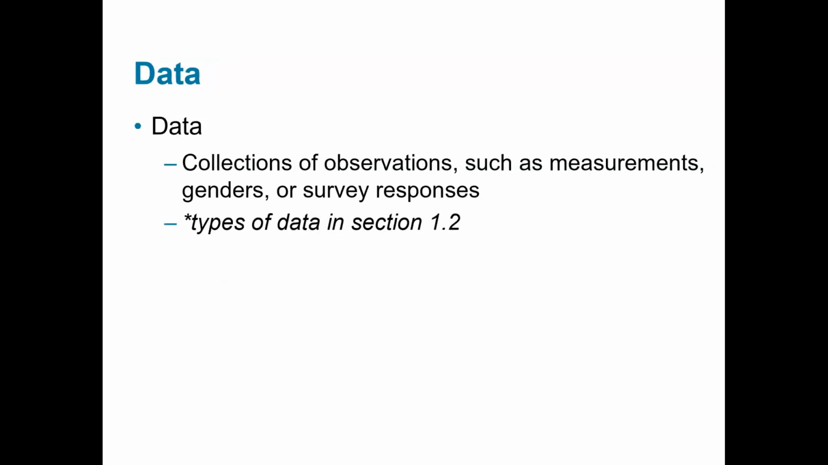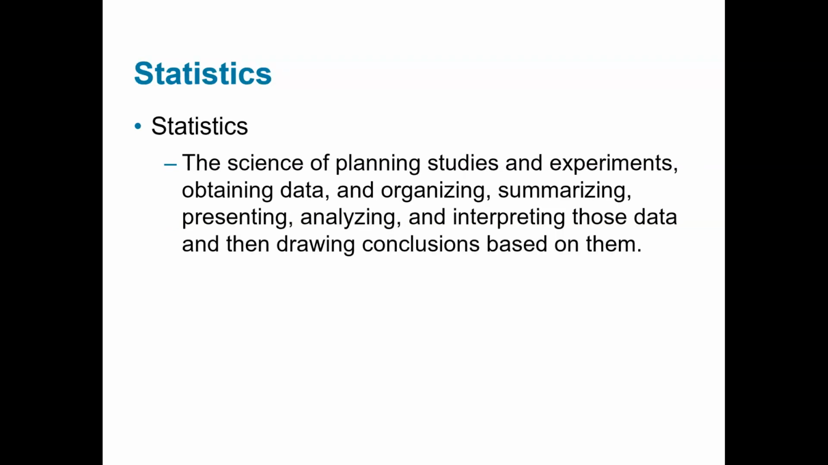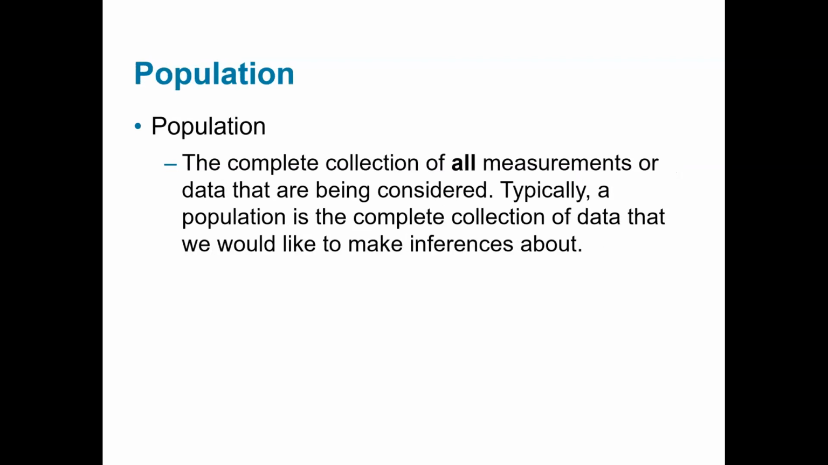Data is the collection of observations, such as measurements, genders, or survey responses, and we're going to go deeper into the types of data in Section 1.2. What is statistics, the class you're currently taking? Statistics is the science of planning, studies, and experiments. We're going to be obtaining data, organizing, summarizing, presenting, analyzing, and then interpreting based on the data, and then drawing conclusions. So we've got the language of population, census, and sample.